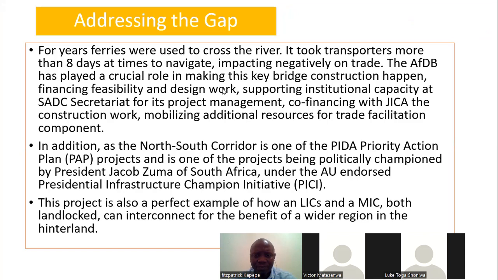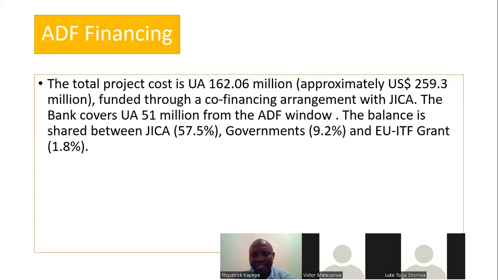And this is how the financing was for this particular project. The total project cost was approximately 259.3 million, funded through a co-financing arrangement with JICA. The bank covers 51 million UA from the ADF window. The balance is shared between JICA, which is 57.5%, government's 9.2%, and the EU ITF grant of 1.8%.